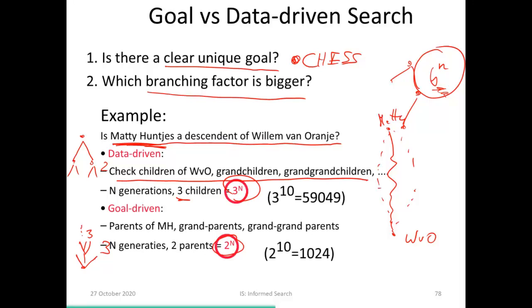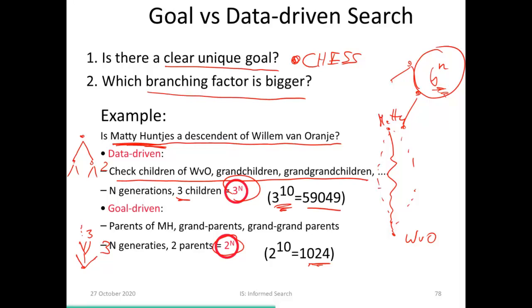And this makes a huge difference because we have about 10 generations between Willem von Oranje and Matti Hüntjes. And then basically we have to search through about 60,000 people if we start from Willem von Oranje. And we have about 1,000 if we start from Matti Hüntjes, so that gives us 2 orders of magnitude difference.